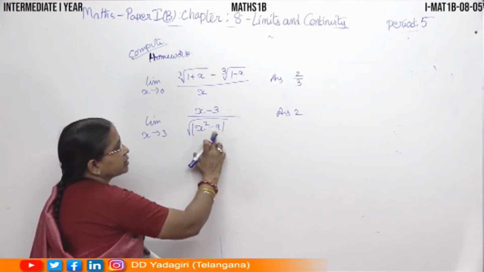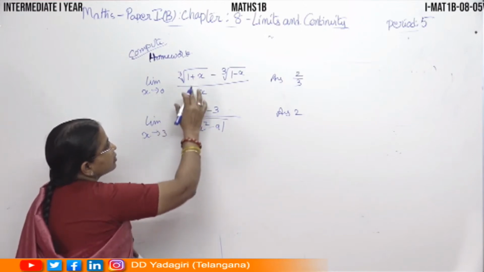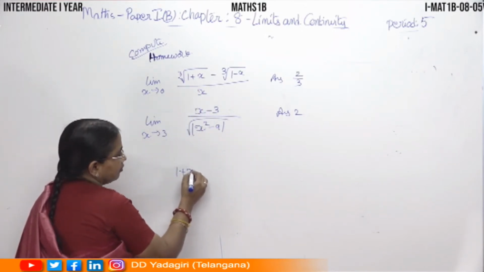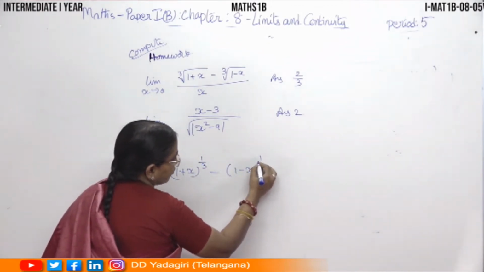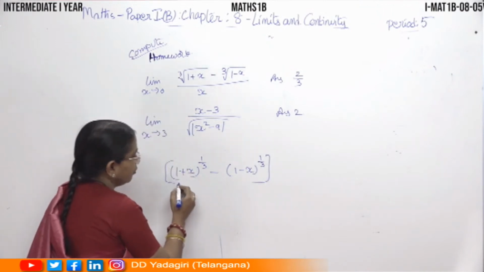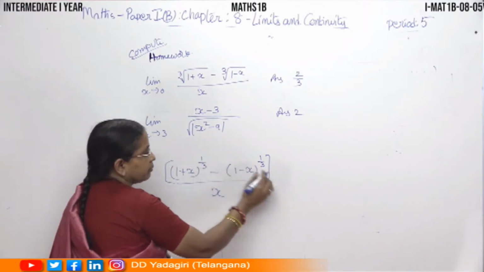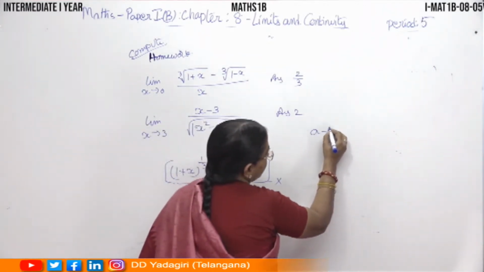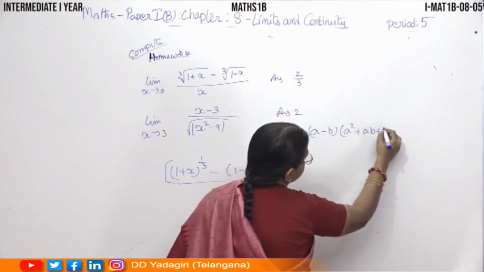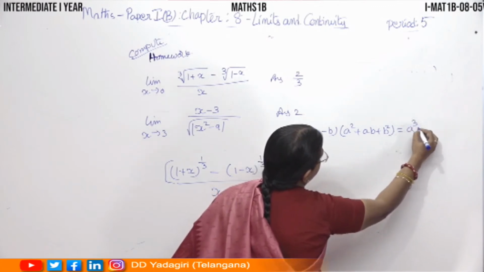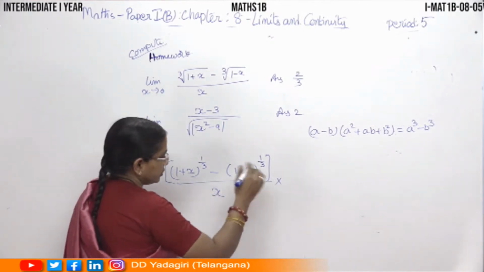This you can write as x minus 3 into x plus 3 and then rationalize. Now this problem you can also do like this: 1 plus x whole power 1 by 3 minus 1 minus x whole power 1 by 3. This is in the form a minus b. You can multiply and divide. You have this formula: a minus b into a square plus ab plus b square is equal to a cube minus b cube. You can use this formula also in this case. You need not use the standard form.